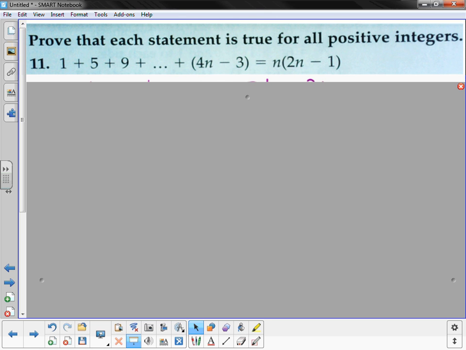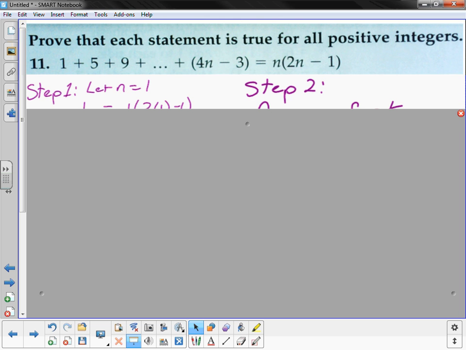So they have some formula here: 1 plus 5 plus 9 plus ... all the way up to 4n minus 3. If I add all those terms up, if I just know what n is, I could have just taken n times (2n minus 1) and gotten the exact same sum. So it's just another way to find the sum. I need to prove that this statement is true for all positive integers.